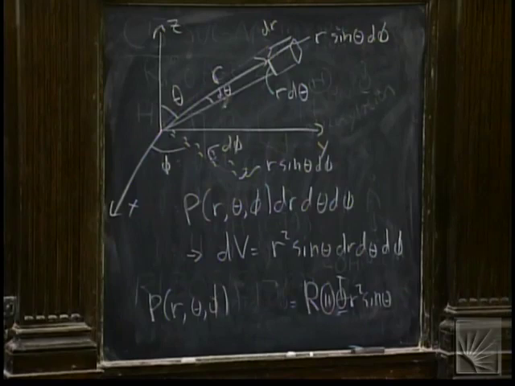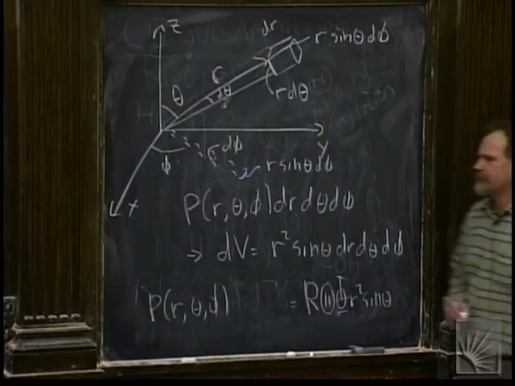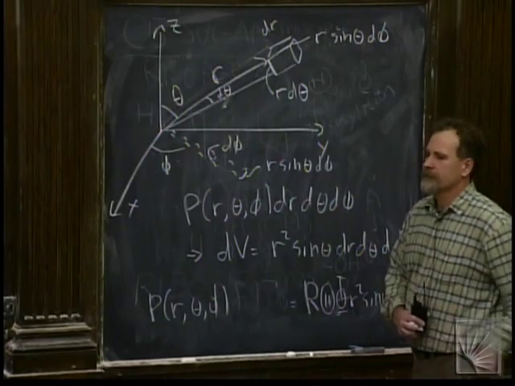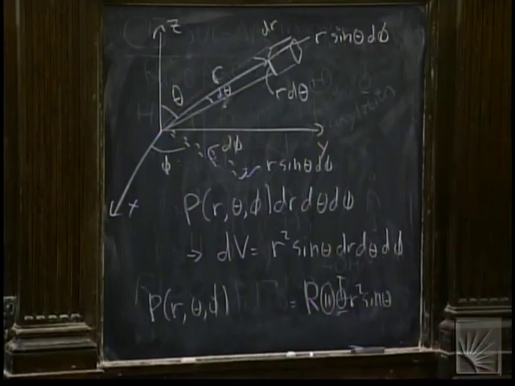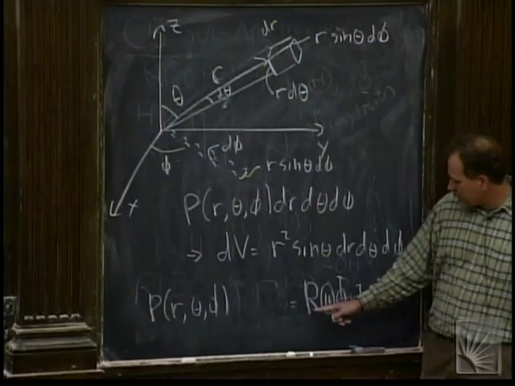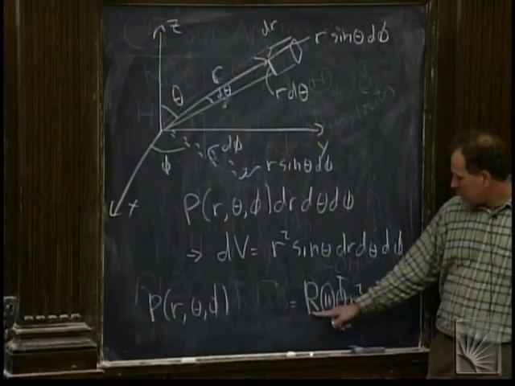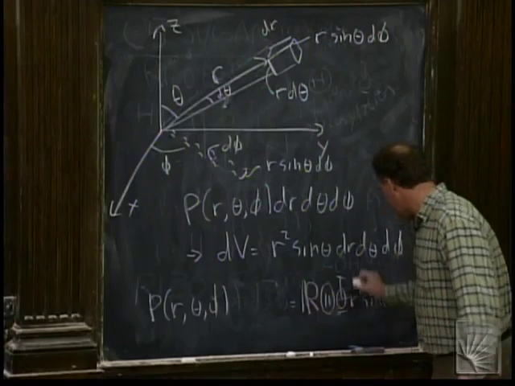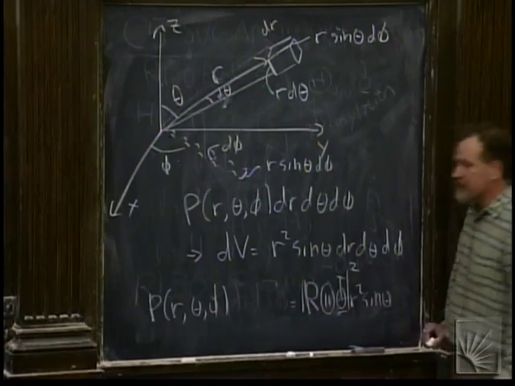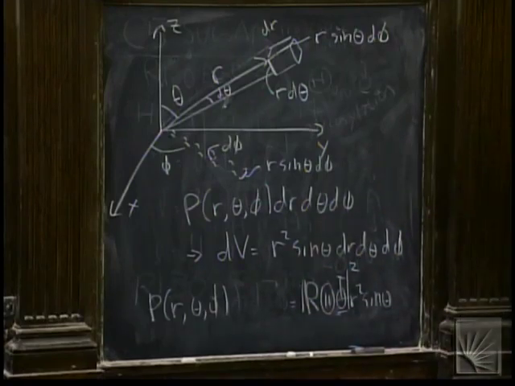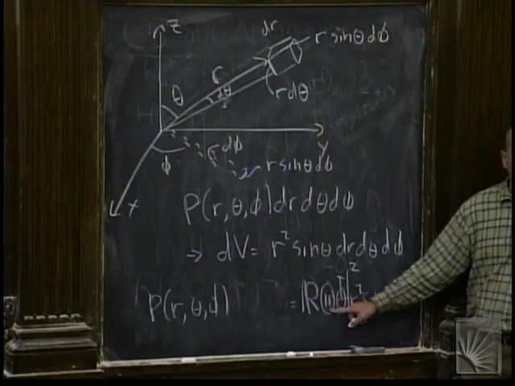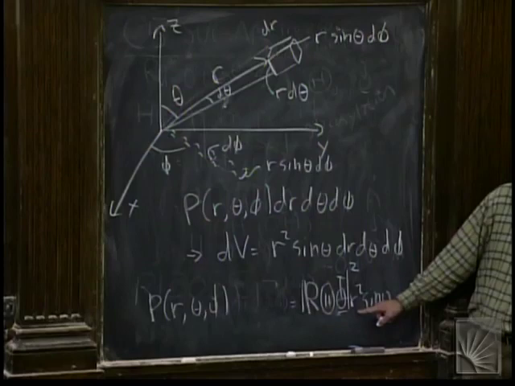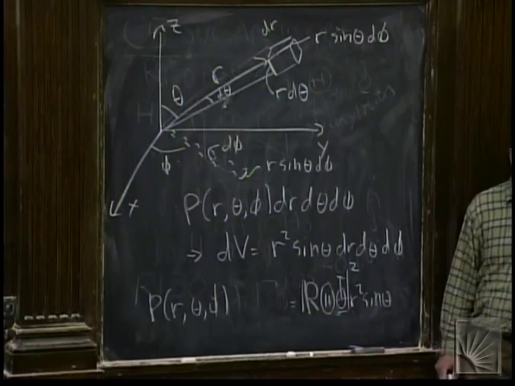Since I've run out of board room, I'll just write it this way. The point was, oh, sorry, these have to be squared too. Instead of just writing down the wave function complex conjugate squared, I have to write it down and multiply that by r squared and sine theta.